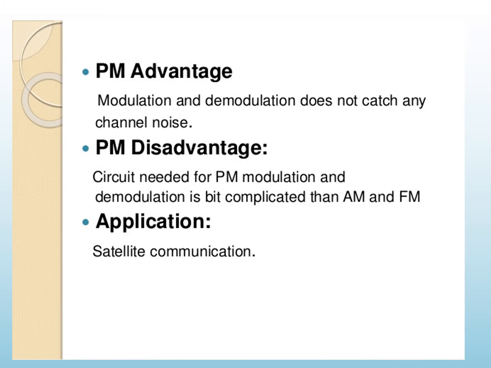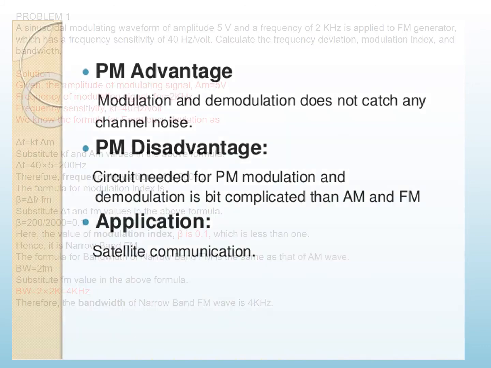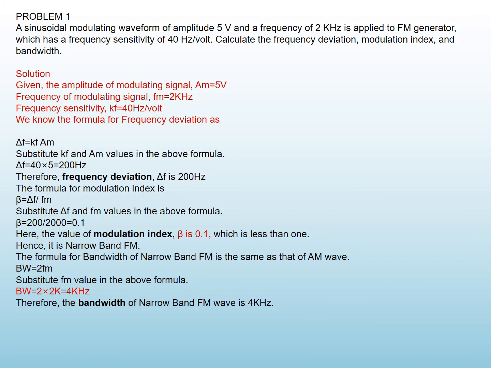An application of PM is mainly in satellite communication. Overall, for any mobile communication we make use of the PM, and specifically it is used in satellite communication. Now let us see some of the problems related to frequency modulated signals or, more generally, angle modulation.